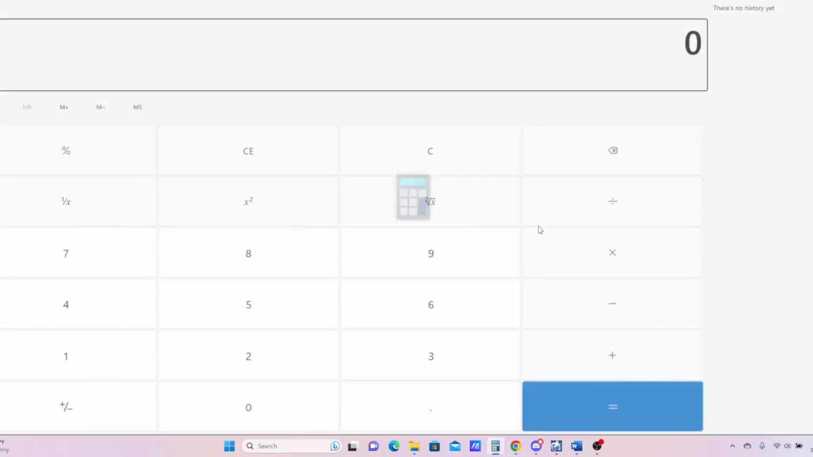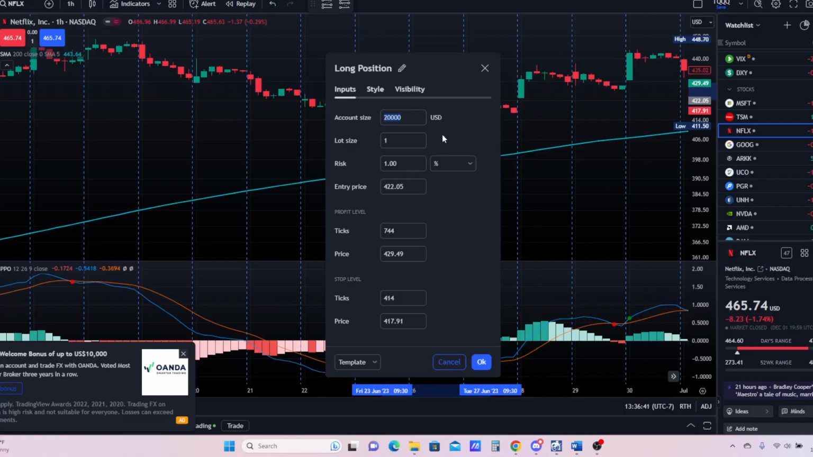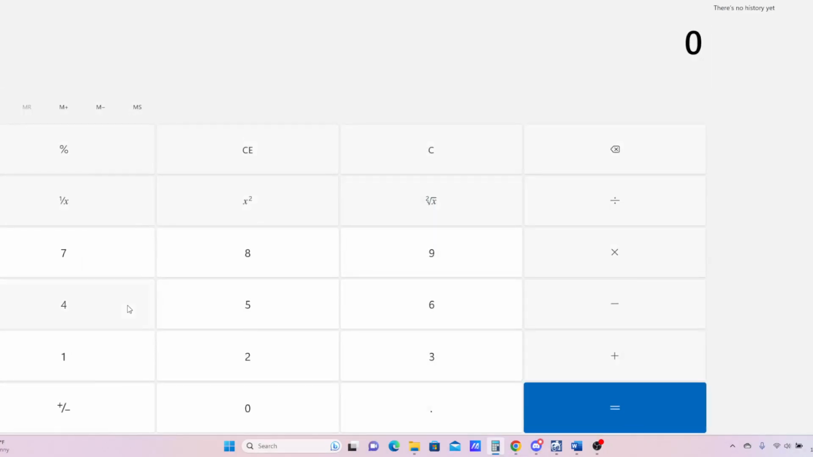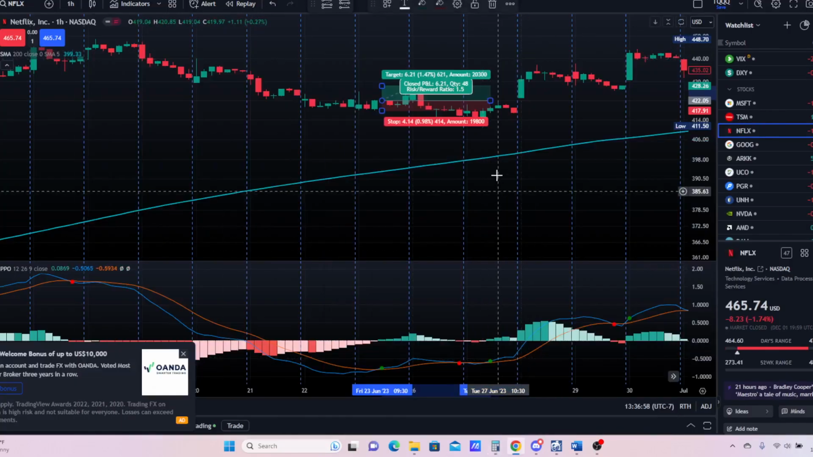So I would do 414 times 1.5. That gives me 621 ticks. So my take profit level would be 6, what did I say? 21? Yeah, 621. Okay, so 621 ticks would be my take profit target.